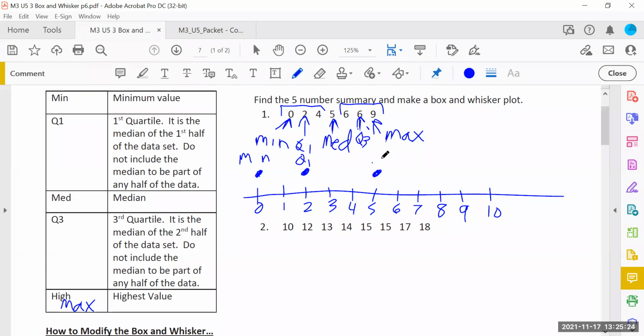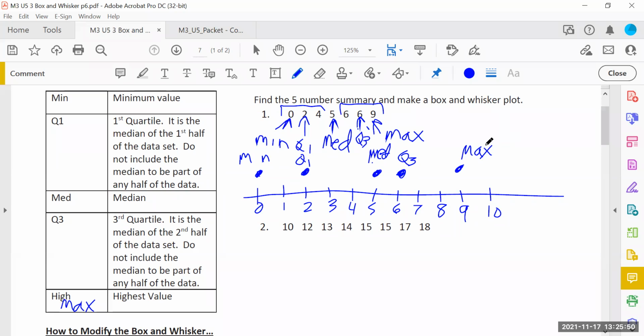So this would be the median. 6 is my Q3. And 9 is my maximum. Once you've got those 5 points, the box and whisker, the box goes around Q1 and Q3. Okay, it goes around the middle 3.